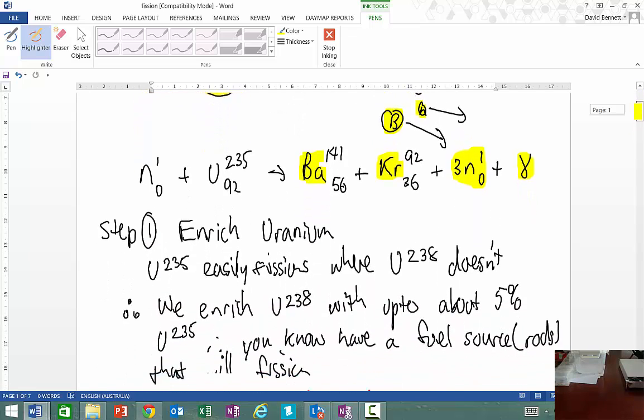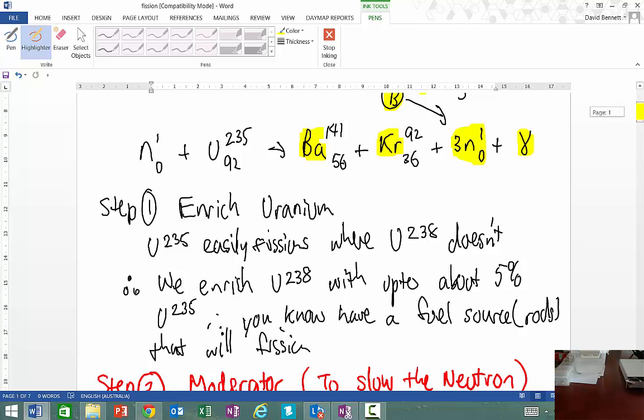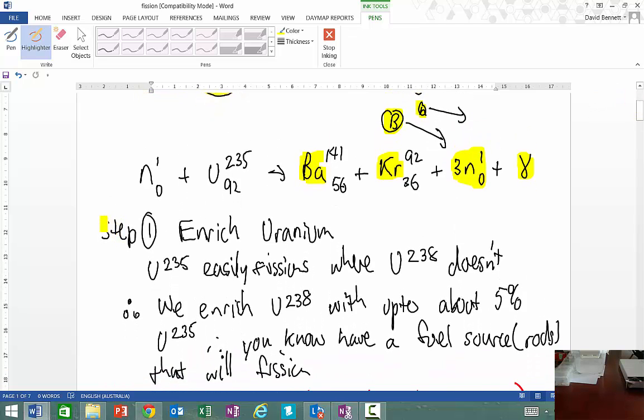Alright, so the first step when we go through the process of nuclear fission, step number 1 that you must do is you must enrich your uranium. When we enrich our uranium, we know that uranium-235 easily fissions, whereas uranium-238 doesn't. So what we need to do is enrich uranium-238 with up to about 5% of uranium-235. That's what basically happens. You don't need to know how that actually works, but we know we produce what they call fuel rods that will actually fission. So that's the first step.